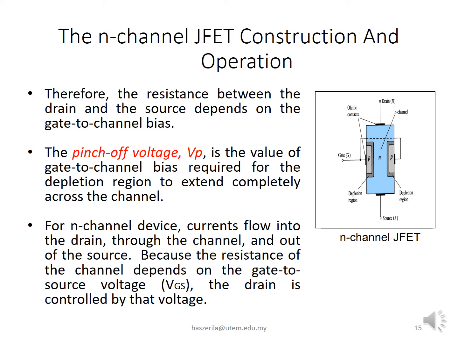Therefore, the resistance between the drain and the source depends on the gate-to-channel bias. The pinch-off voltage Vp is the value of the gate-to-channel bias required for the depletion region to extend completely across the channel. For an N-channel device, current flows into the drain through the channel and out of the source, because the resistance of the channel depends on the gate-to-source voltage, or VGS, and the drain current is controlled by the voltage.